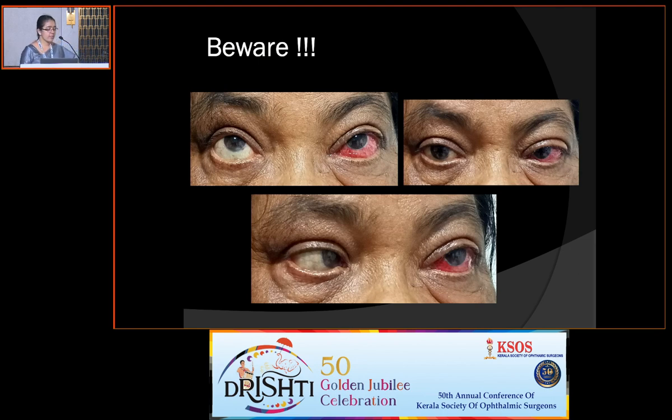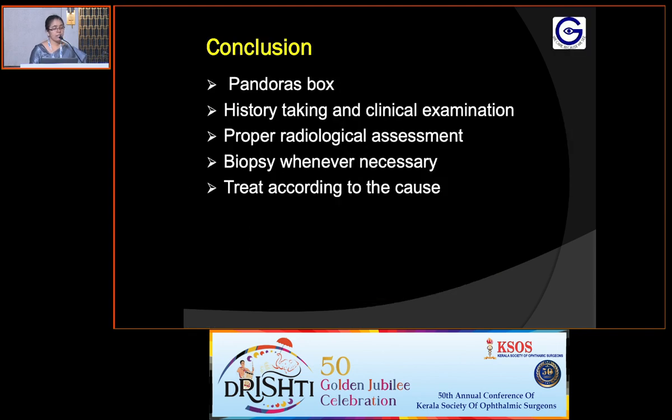This is another case which I would like to share. Is this orbital infection or inflammation? You can see there is a lid edema, congestion, chemosis, and restriction of abduction. But the characteristic thing, more commonly seen on slit lamp, is prominent episcleral vessels. So this is no infection, no inflammation. This is CCF. So you have to be very careful. The orbit is Pandora's box: history taking, clinical examination, radiological assessment, biopsy whenever necessary, and treat according to the cause.